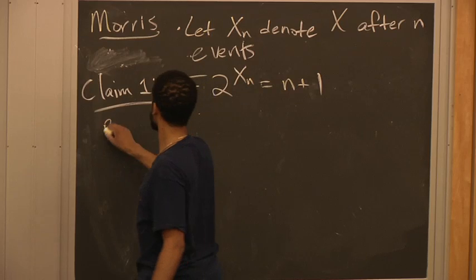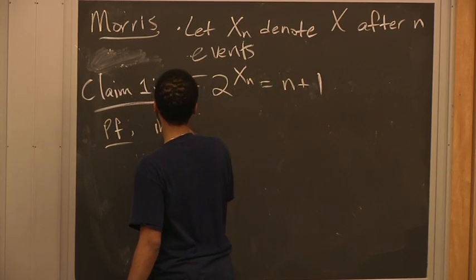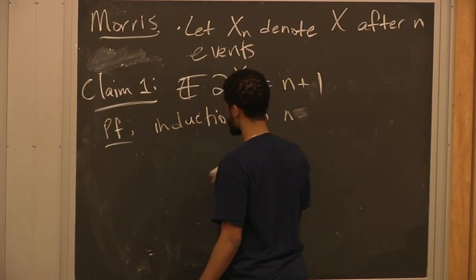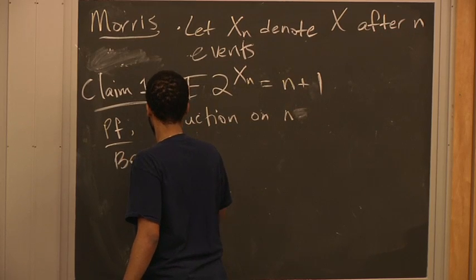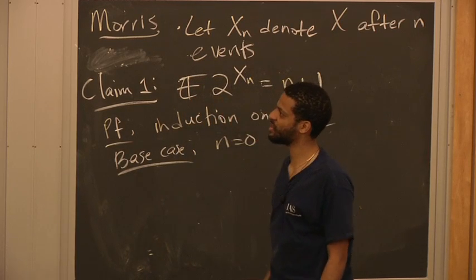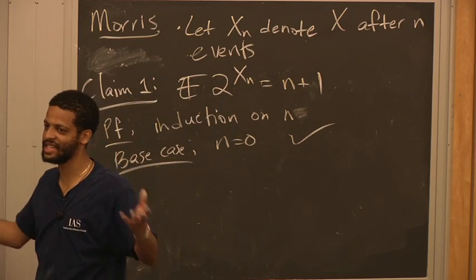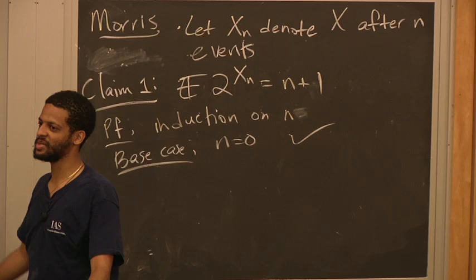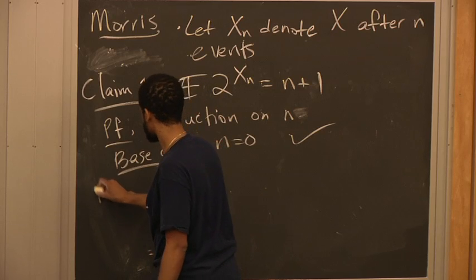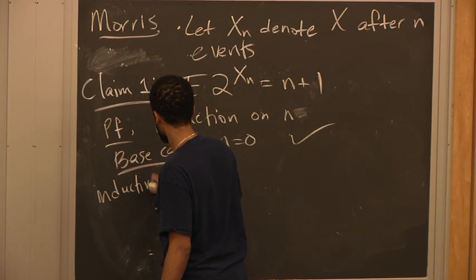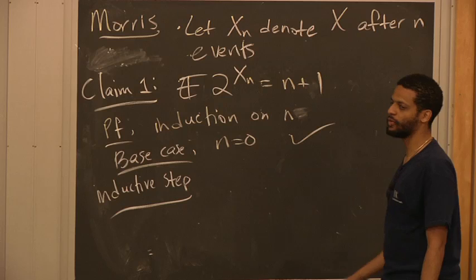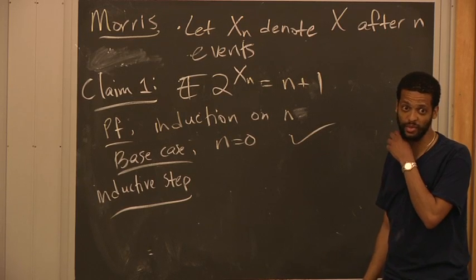And the proof is by induction on n. Base case, n is equal to 0. When n is equal to 0, we haven't seen any events. So x is 0. So 2 to the 0 is 1, which is 0 plus 1. Okay, great. Now for the inductive step, let's say that it's true for n, and we want to show that it's true for n plus 1.